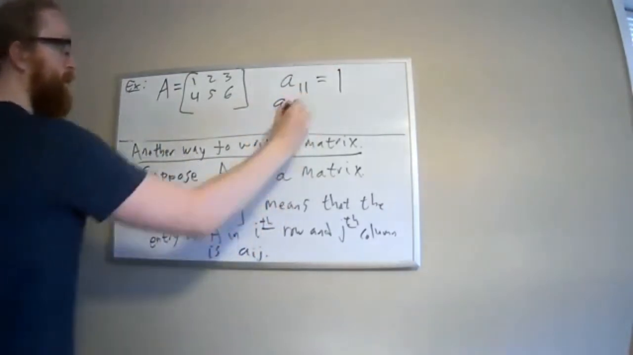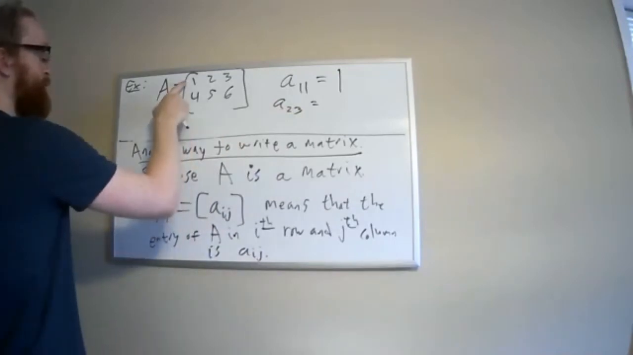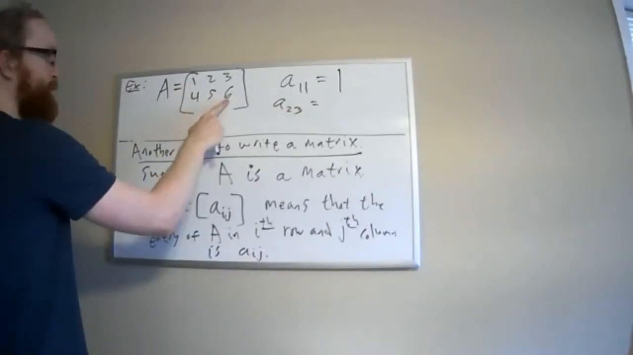A23 tells me to go to the second row and the third column. So I go to second row and I go to third column. That's 6.